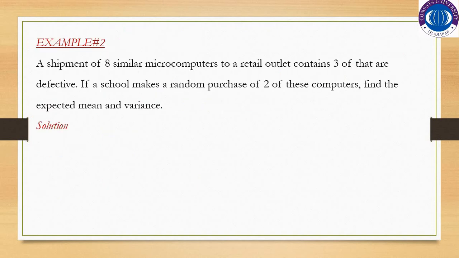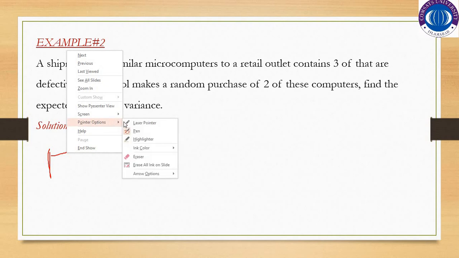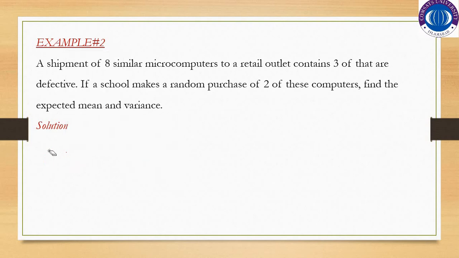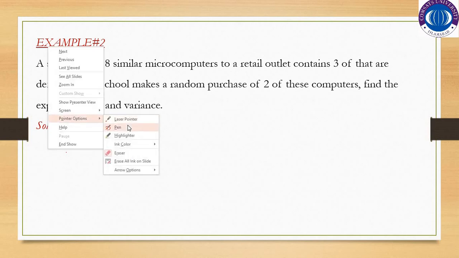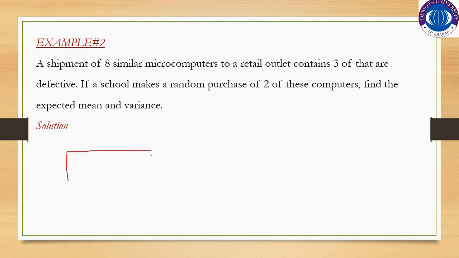Example number 2. This is the same example as we have discussed in the previous lecture. A shipment of 8 similar microcomputers to a retail outlet contains 3 that are defective. If a school makes a random purchase of 2 of these computers, find the expected mean and variance. We have already generated the probability distribution function for this particular example in the previous lecture. Here we have to find the expected value and variance of the random variable, and the random variable is the defective computers.